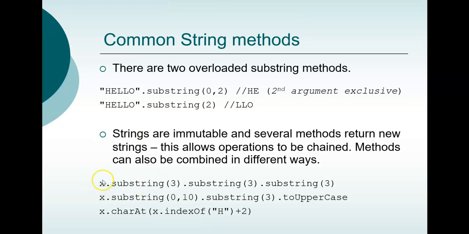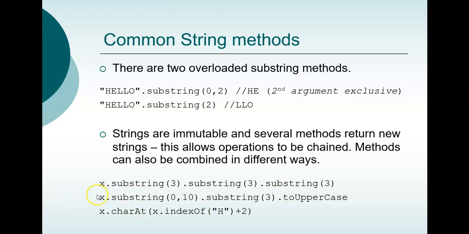When you look at this, we have x.substring, which means we are picking from location 3 till the end. The result, we are going to chain another substring. Then we can also chain again. So we can have multiple methods chained together to produce a final result.